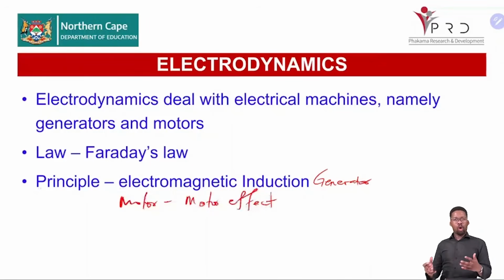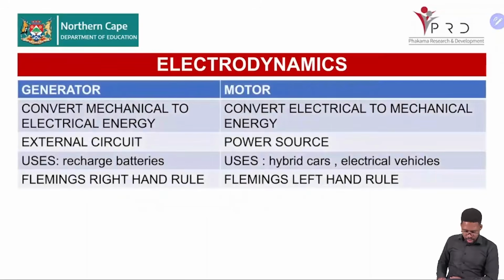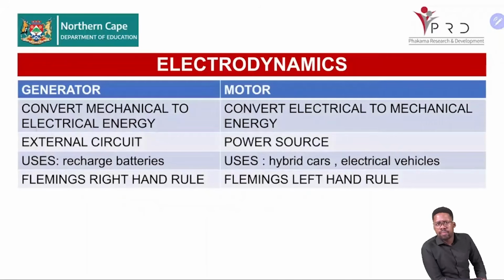So when they say law, we know our answer. It is Faraday's law. But when they say principle, that's where our story changes. If we're dealing with a generator, it's electromagnetic induction. If we're dealing with the motor, it's motor effect. So let's compare the 2. And for us to understand them better, we must know what makes them different.